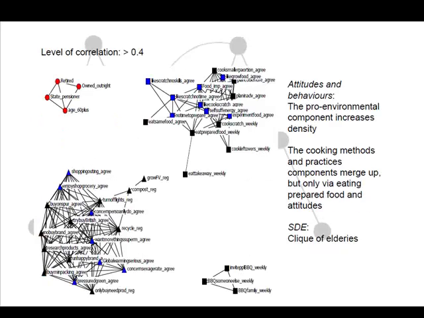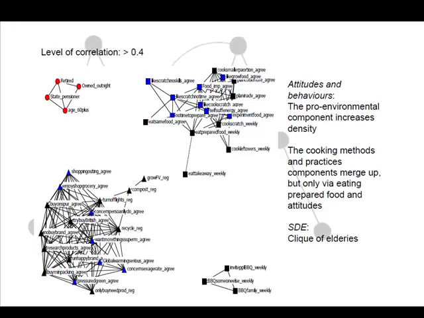Now you can really see this level of correlation higher than 0.4. You can really see these two groups, okay? Attitudes and behavior, the pro-environmental component doesn't add any more variables, but it increases the density, so they all become much more connected to each other. While the two components of cooking, the one that says I'd like to cook from scratch, I don't have time, and the one that says I always cook from scratch, they now merge up, but only via eating prepared food or by attitudes.